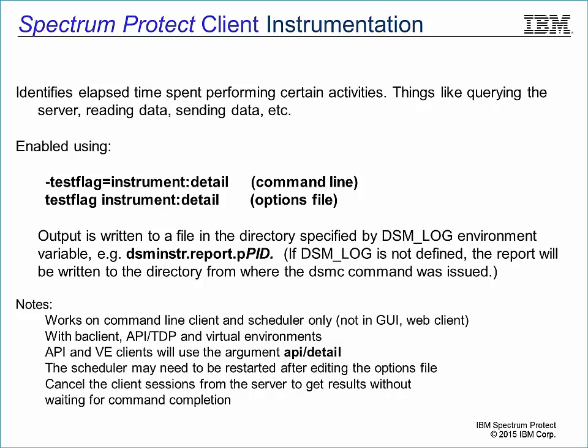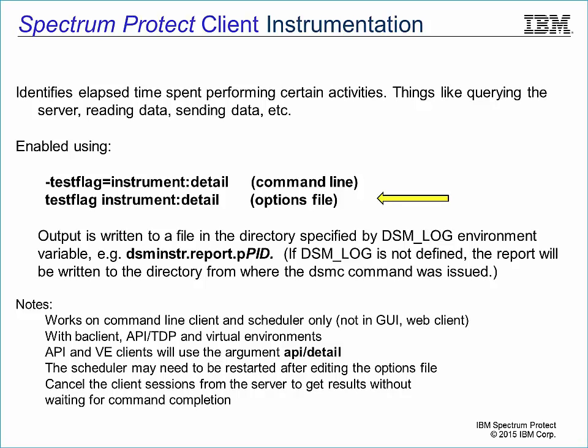Instrumentation is easy to use and enabled with an option called testflag, in the client option file or placed on the command line as seen here. We're going to instrument a BA client backup, so we'll use the instrument:detail argument. And again, there are two methods: placing the option on the command line as a parameter to the backup command, dsmc, or putting it in the option file. The difference is that when placed in the option file, anytime that client does a backup or a restore, a report will be generated.